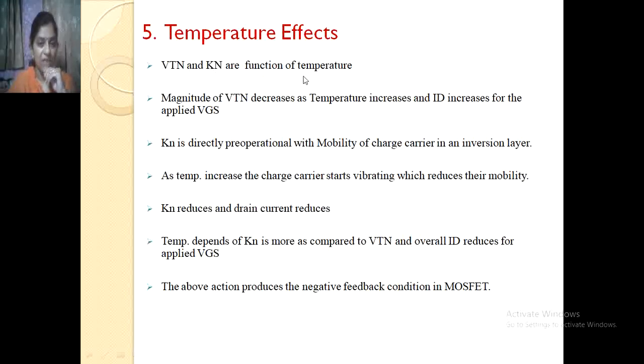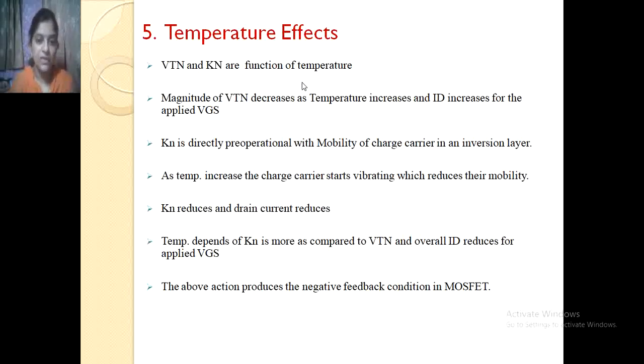VTN and Kn are functions of the temperature. Okay, that is voltage temperature, VTN and Kn. The magnitude of VTN decreases as temperature increases, so it is the negative temperature effect, and ID increases for applied VGS. When temperature increases, VTN decreases, but ID increases for the applied VGS.